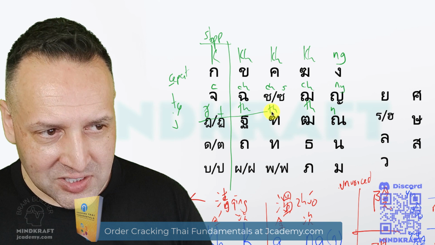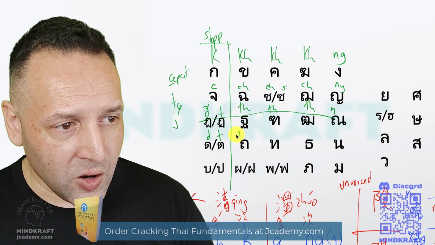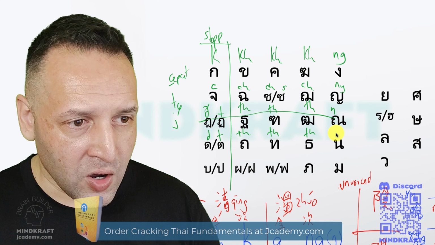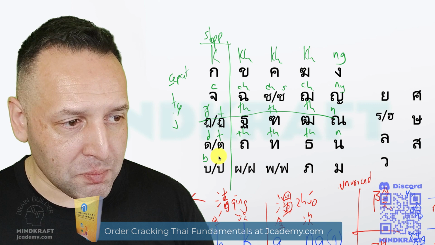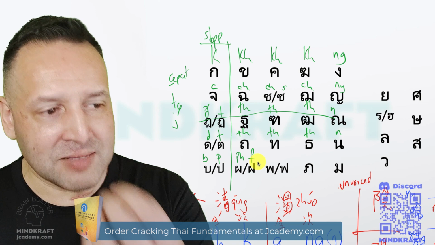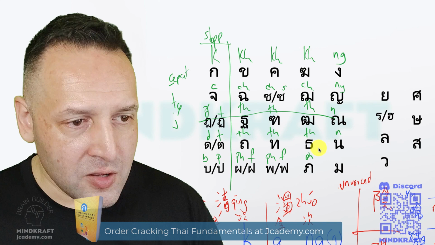And these ones are exactly the same. So do, ta, ta, ta, ta, na. And then these ones, again, we have stop throat B, ba, stop throat P, ba, aspirated pa, and then fa, it makes this affricate sound. And we have the same here, pa, fa, they mirror, pa, ma. We can actually use those now.